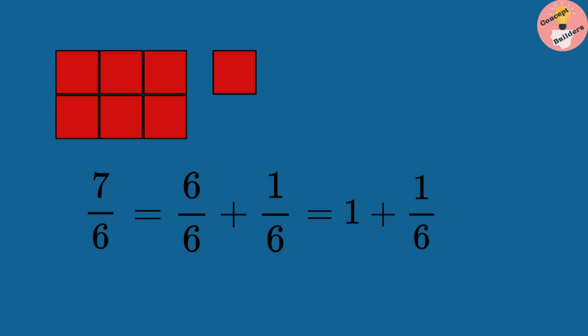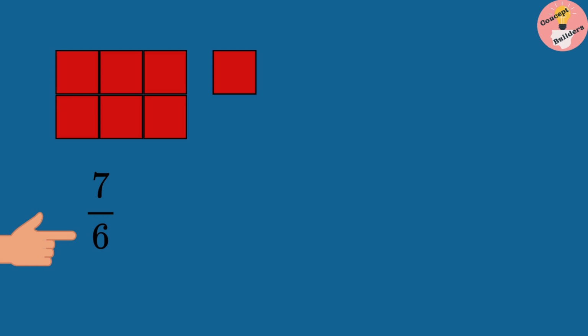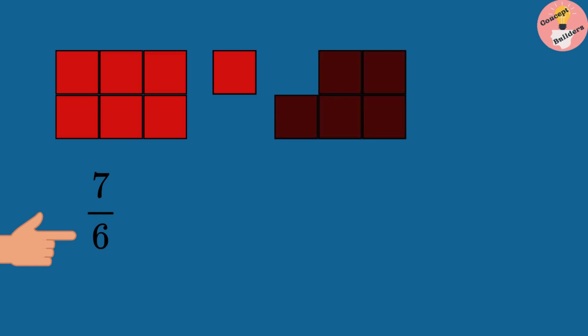Exactly. That's why we also write 7 by 6 like this and call it 1 and 1 by 6, or 1 and 1/6. I got it, teacher. But I have a confusion. Will the bottom or denominator still remain 6? Won't it become 12? Because now we are borrowing from a second rectangle, which is also divided into 6 pieces.